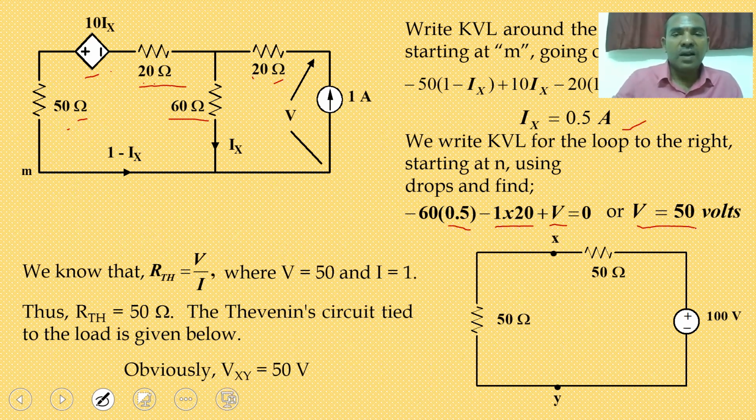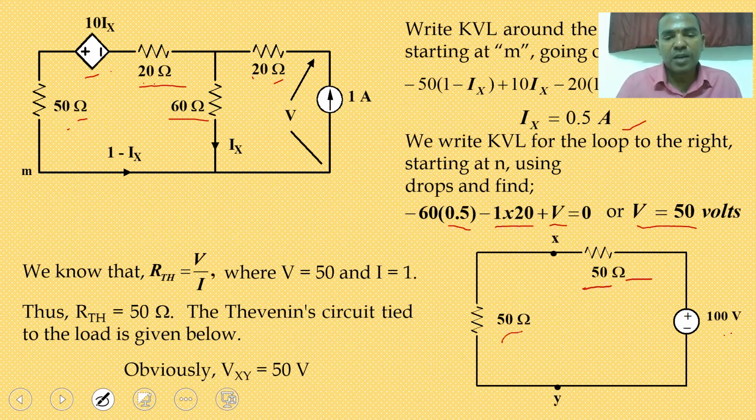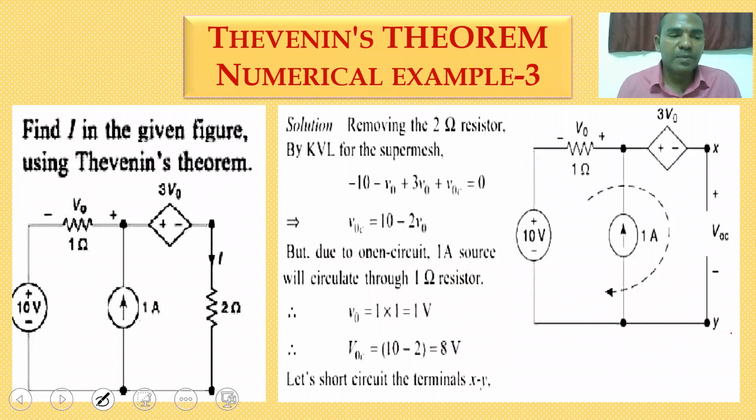So now the Thevenin's equivalent resistance is 50 ohms. Already 50 ohms is there, connected with a voltage of 100 volts. So finally the voltage drop across Vx is 50 volts only, because the two resistors have the same values. So like this you have to go for the calculation of Thevenin's theorem problems. Next, coming to another problem.